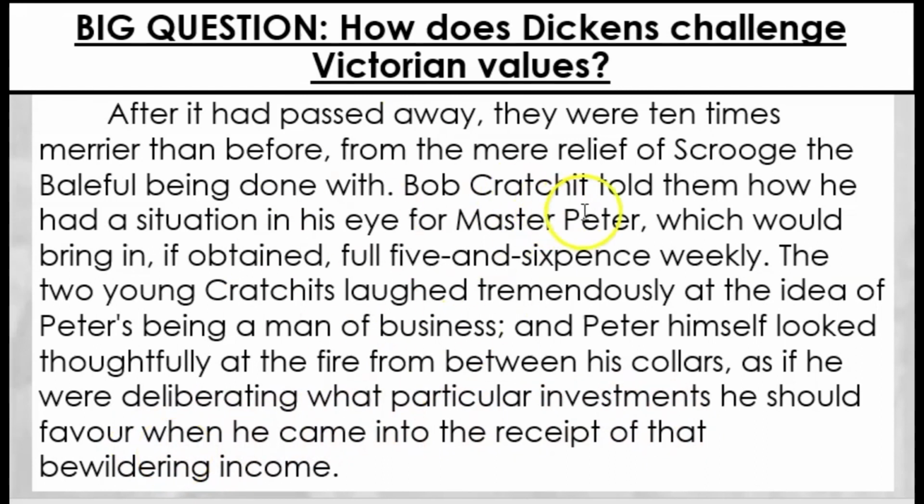So what we're learning here is that Bob's been looking for a job for Master Peter. Master is basically the name that a man would take before he becomes an adult. So you go from Master to Mister. So it's reinforcing the idea that Peter is actually still very, very young. And the idea of him earning 5 and 6 pence weekly, it's not very much money at all. So we get this ironic idea of it being a bewildering income, because to him, it seems like a lot of money, but we know, of course, it's very little. But it shows us just how desperate they are for money that they're willing to send their children out to work to try and make ends meet.